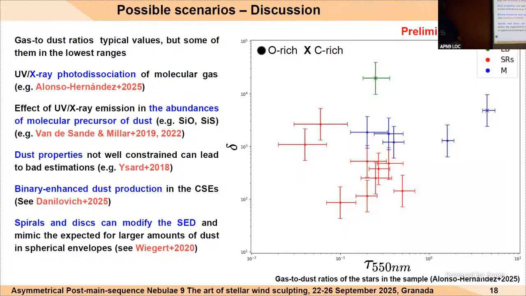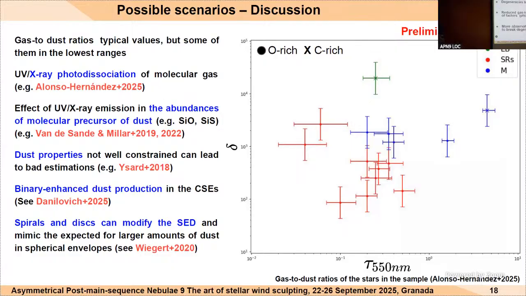As Taisa showed us on Tuesday, I guess, binaries can enhance the production of dust, and there are also some binary-induced structures that can affect the modeling of the CSE and can lead to an underestimation or overestimation of the dust masses.